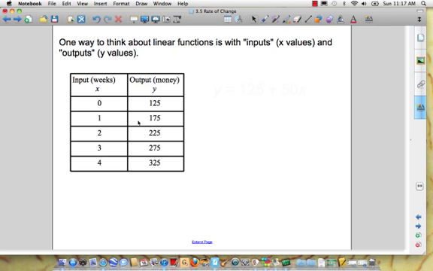So if you look at this, you might be able to discern the pattern fairly quickly, and then the challenge is to then write it as an equation. The equation is y equals 125 plus 50x. Start at 125, and then each time you go up 1 week, you increase by $50. 125 plus 50 is 175, and so on.